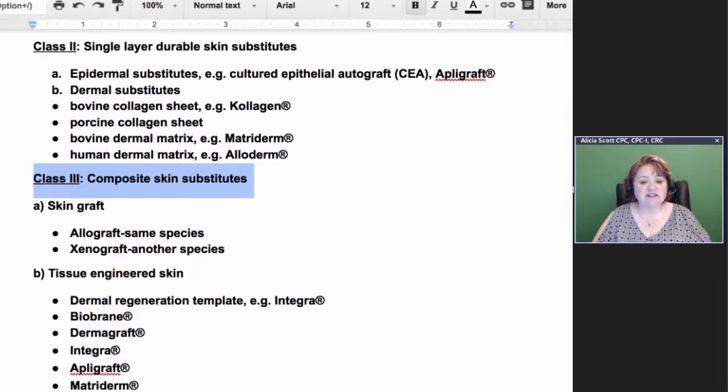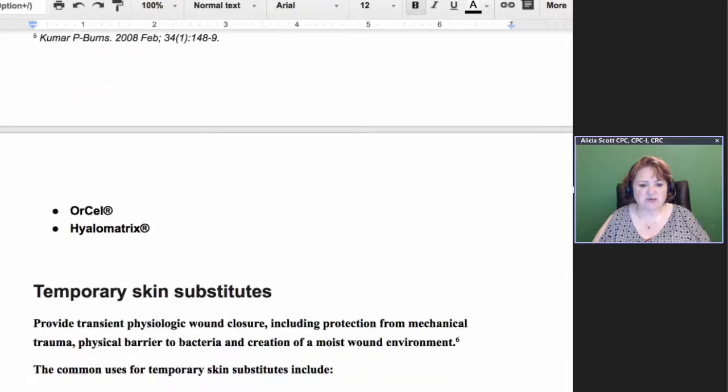Then we've got tissue engineered skin. These are different names of ones that are common, but again, it's tissue engineered. All right, we're developing the tissue ourselves, and then literally growing it and then putting it on the wound. Okay, as we scroll down, we keep going. And again, these are terms that you're going to want to know.